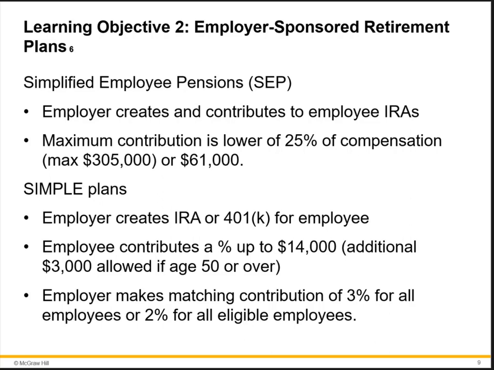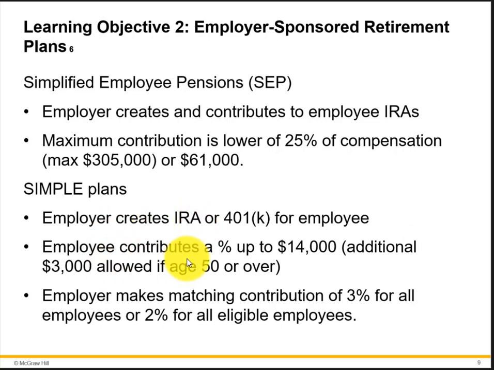Simple plans, okay, is a step up in the sense of complexity, but they tried to make it simple by saying, okay, you can avoid discrimination testing. We're not going to make you look at every year, like with a 401k, at your discrimination, as long as you follow these rules. First of all, okay, you create an IRA or 401k. This is only available for those who have 100 or fewer employees, by the way. Okay, so this is not for big companies.